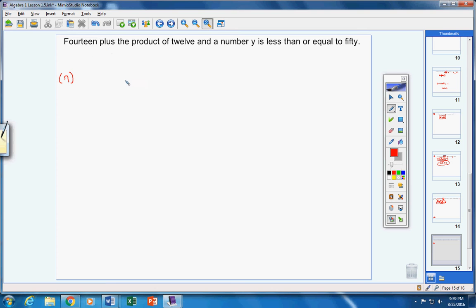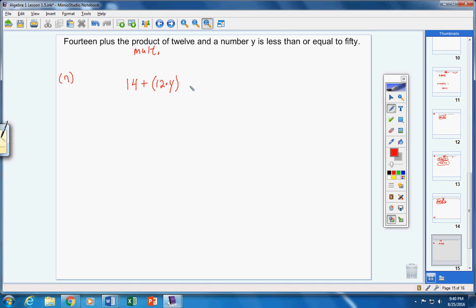14 plus, well, that's easy. 14 plus. Plus what? Plus 12? No. Plus y? No. 14 plus a product, so put a parentheses. Now what am I producting, or what am I multiplying? Because product means multiply. 14 plus the multiplication of 12 and a number y.